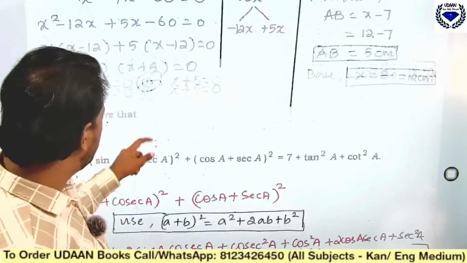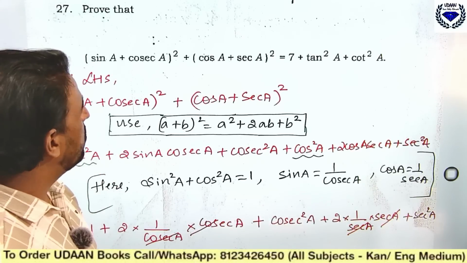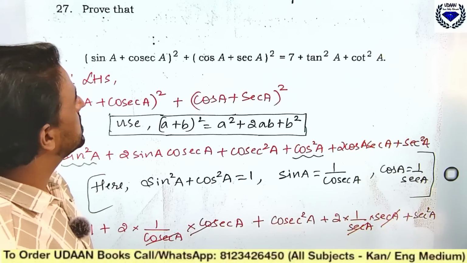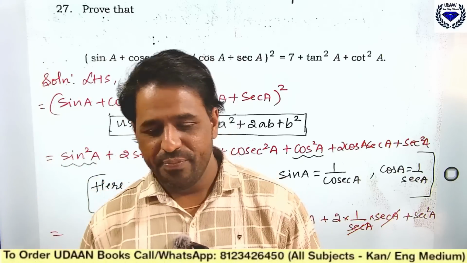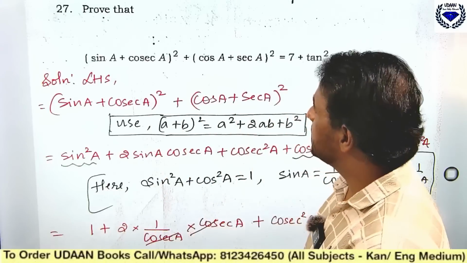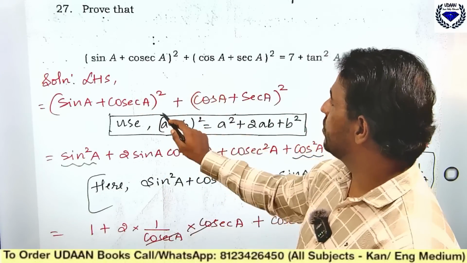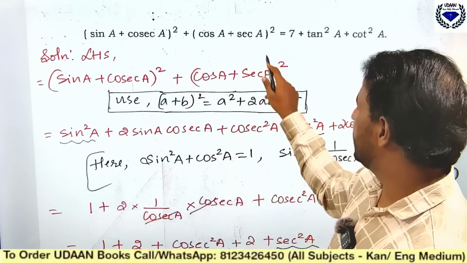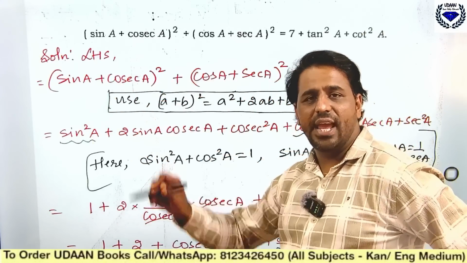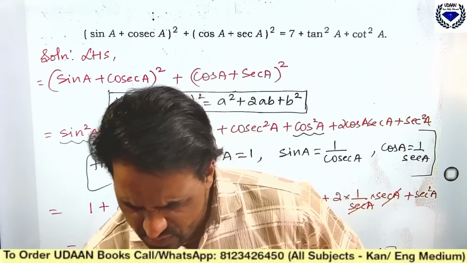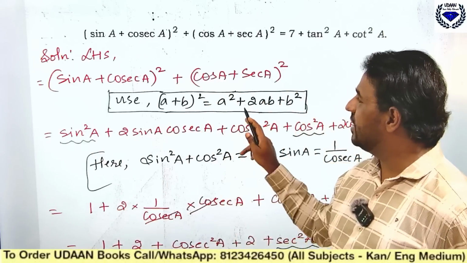Okay. Now coming to the next one. Prove that sin A plus cosec A the whole square plus cos A plus sec A the whole square is equal to 7 plus tan square A plus cot square A. That is the next question. Now just see the question here. Let's take sin A plus cosec A the whole square plus cos A plus sec A the whole square. Use the a plus b the whole square formula, where this is a and this is b.